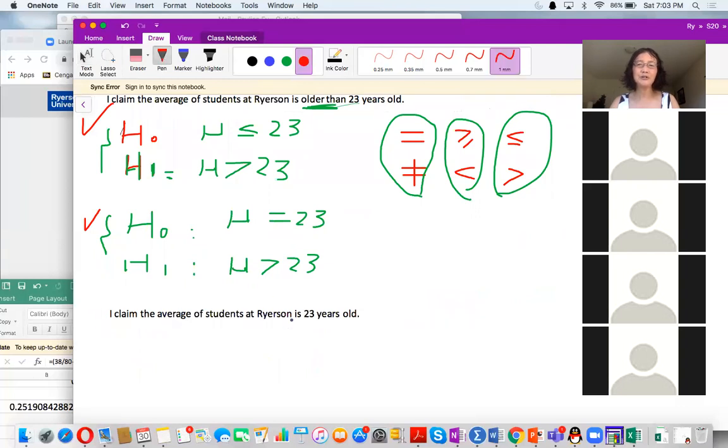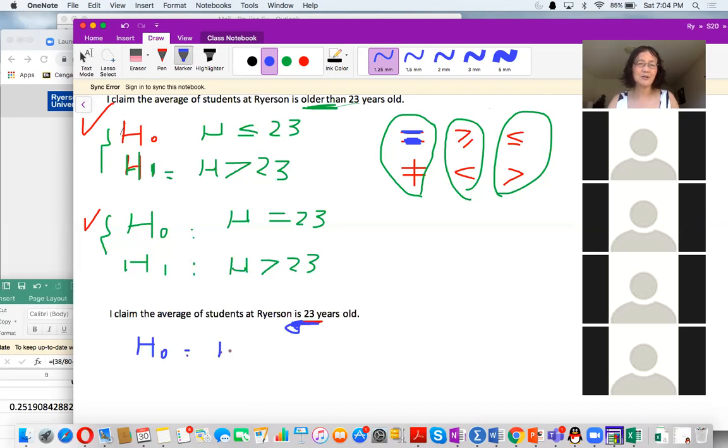Because you do not have a keyword like older than, younger than, increase, decrease, enhanced, or weaker, it is just "is." Which one represents "is"? Do you agree? This is "is," and this one connects with H0. So this time you start with H0.